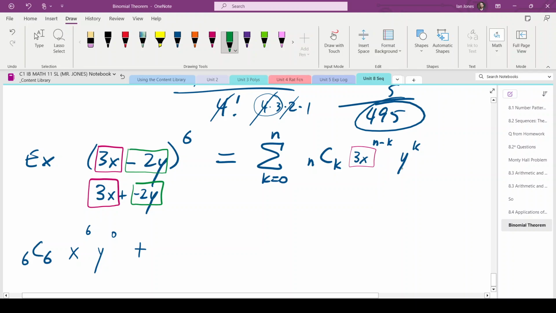So here, I actually have a negative 2y. Down here where it says x to the 6, this is actually 3x to the 6. And where I have y to the 0, not that it will matter on this term, but it will on future terms, I actually have negative 2y to the 0. Okay, that makes a difference.